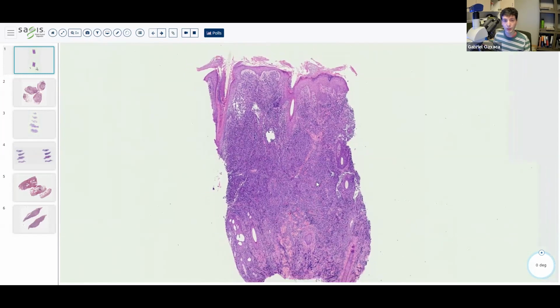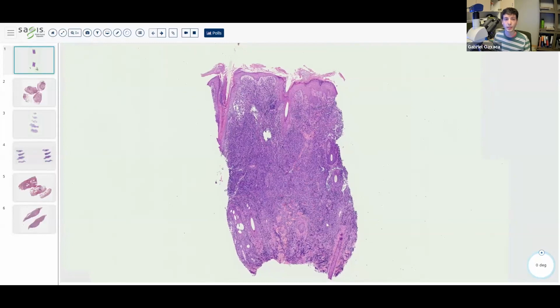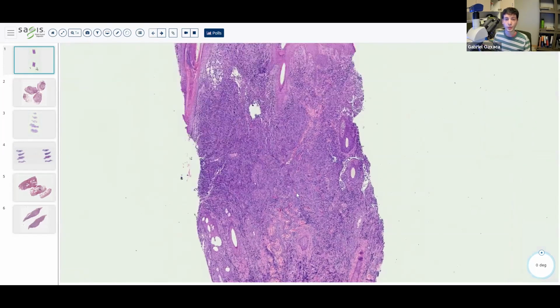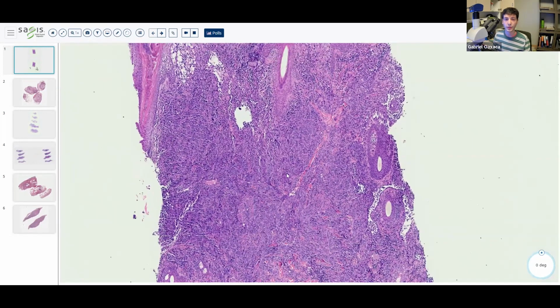At low power, we have a very busy dermis, an infiltrate extending from the superficial papillary down to the deep. So the first impression is this is probably something malignant. There are very few things that would be quite so diffuse and infiltrative. All right, so at higher power, let's take a look at the cells themselves.